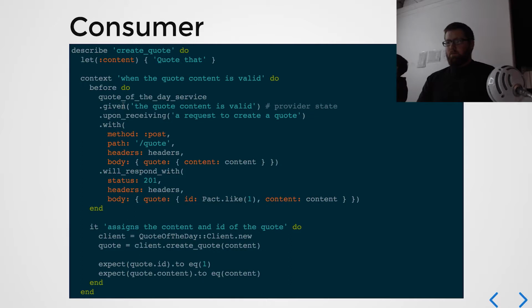So given that whatever we send our provider is a valid quote, when it receives a request to create a quote, a POST at /quote with a body and the content of the quote, it's going to give me back a 201 and the quote with an ID. So I run one test case where I call create quote and I check a couple things.